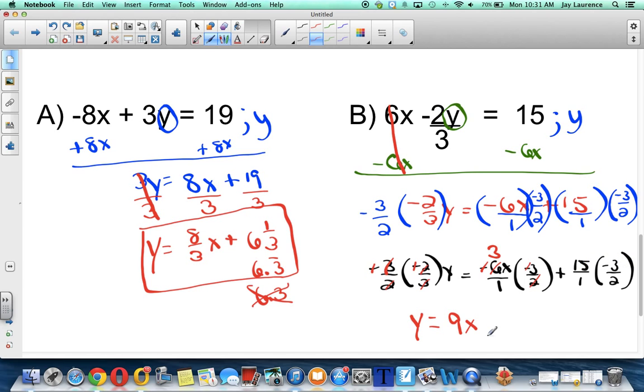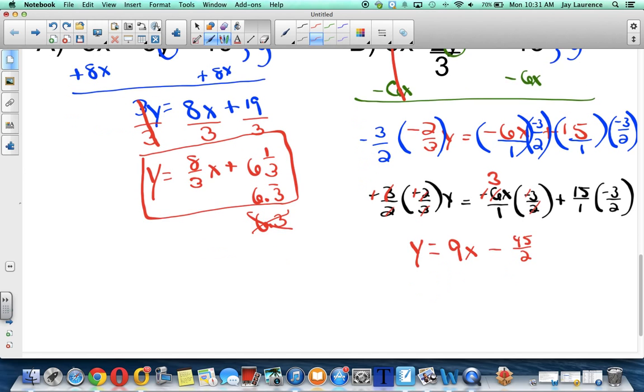All right, here they're not going to cancel, are they? So I'm going to multiply. I'm going to get a negative 3 times 15 is 45, divided by 2. That's an acceptable answer.